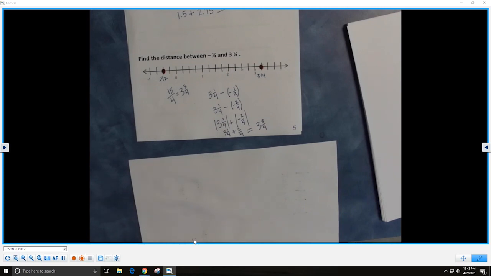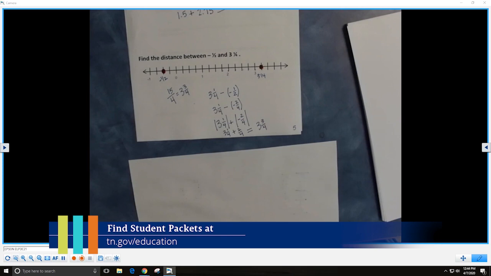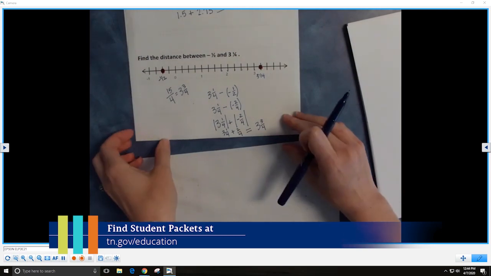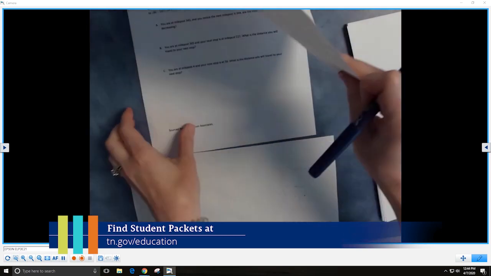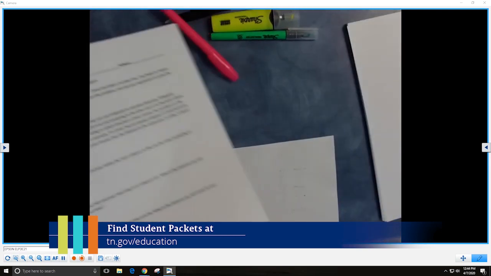Okay, so great job today, everyone. Today we reviewed what it means to subtract integers and non-integers. We used number lines and absolute value to help us reason. After the video, you will have some problems to practice on your own. I will show you the independent practice problems now, or you can find them in the student practice for this lesson posted on our website at www.tn.gov/education. Good luck and do your best.